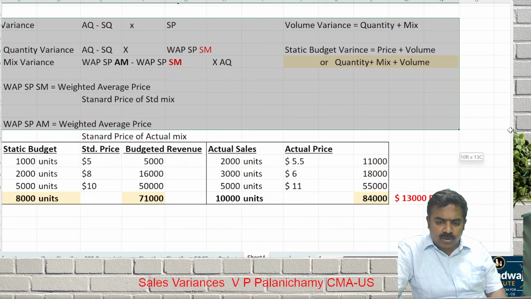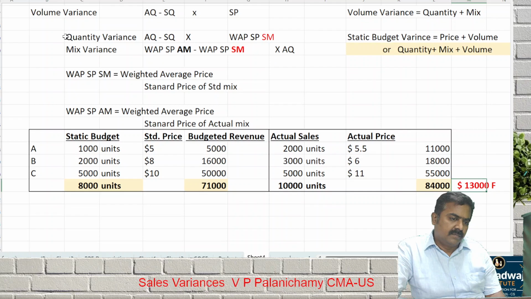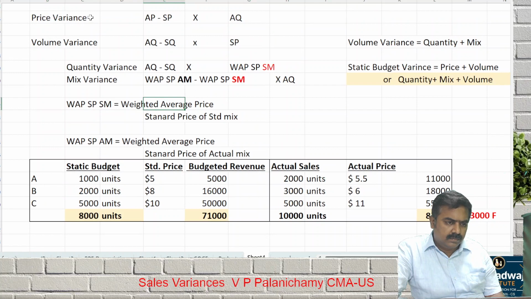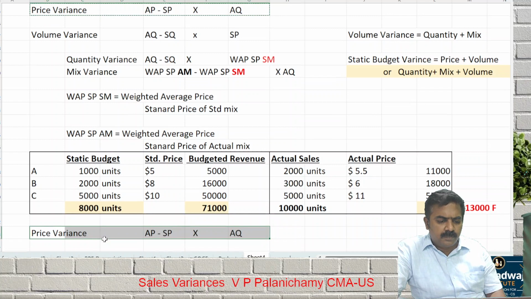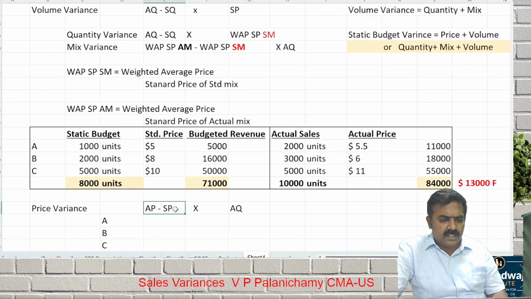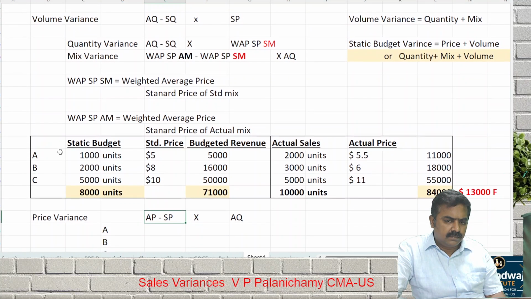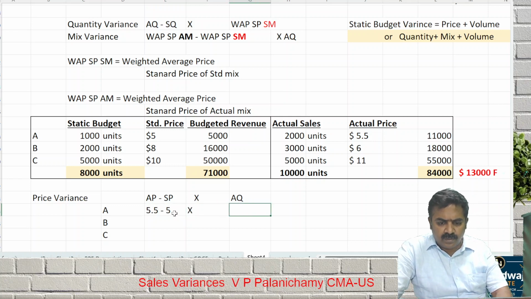Please take up this. Then we'll work out variance one by one and we'll cross check how this 13,000 favorable came. Now try to work out price variance. For A, B, and C, you can work out price variance. Actual price minus standard price. 5.5 minus 5 into actual quantity.